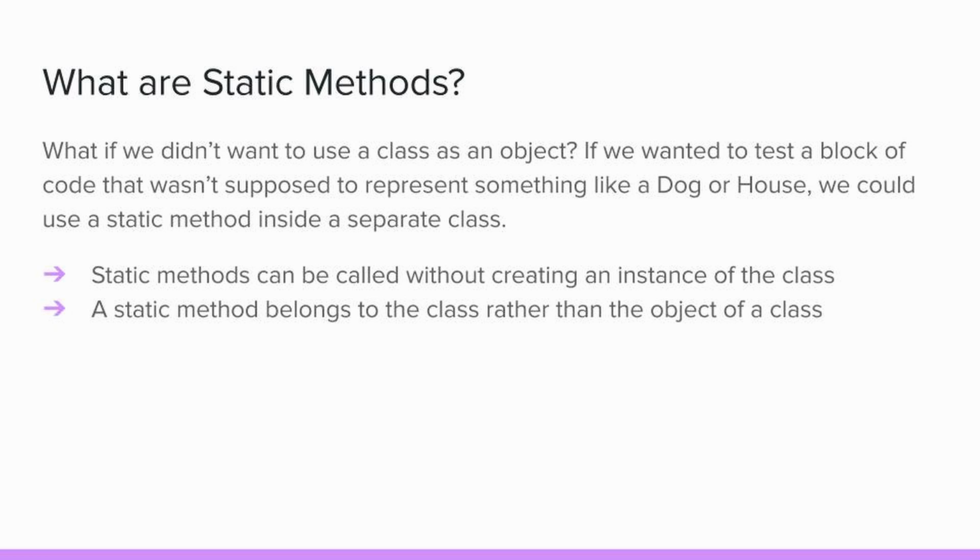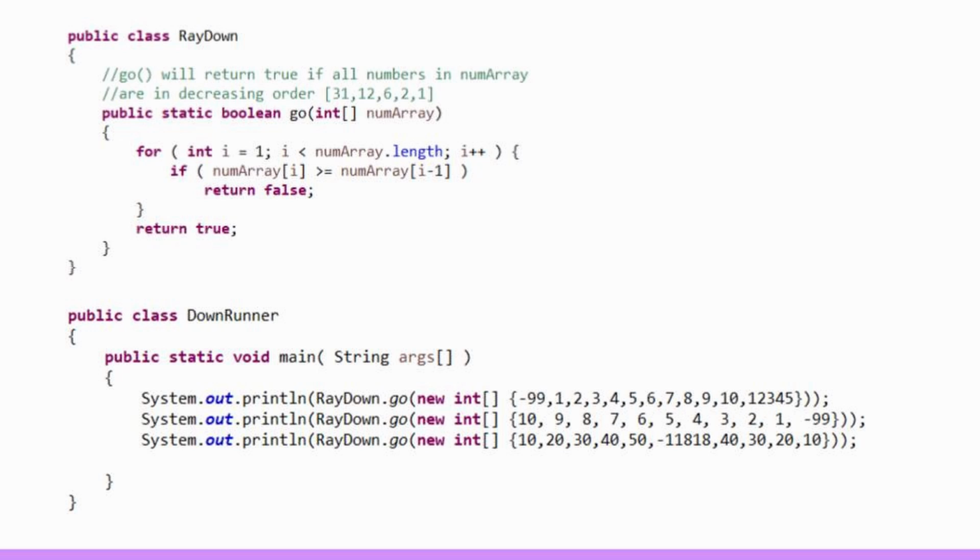Let's look at an example. Here is a set of classes. We have a class called RayDown and our runner class DownRunner. RayDown has a single static method called go that takes in an int array and returns a Boolean value. Note that RayDown does not have a main method. Go will return true if all the numbers in the num array are in decreasing order.